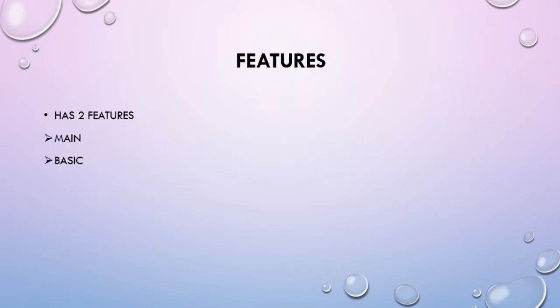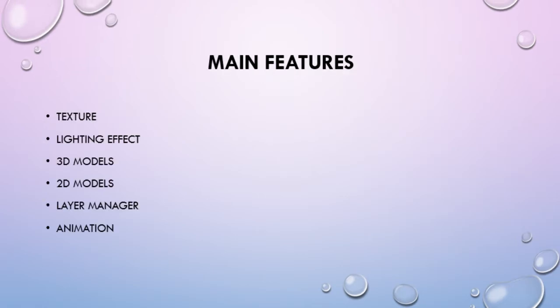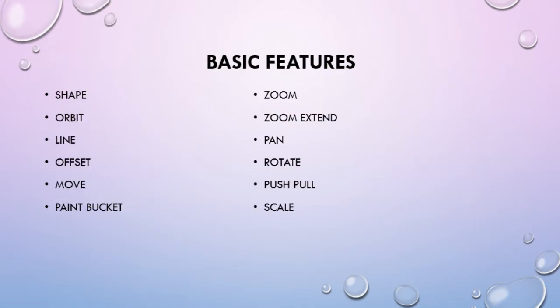SketchUp has two groups of features, which are main and basic. The main features of SketchUp are texture, lighting effect, 3D models, 2D models, layer manager and animation. Now the basic features are shape, orbit, line, offset, move, paint bucket, zoom, zoom extents, pan, rotate, push-pull and scale.